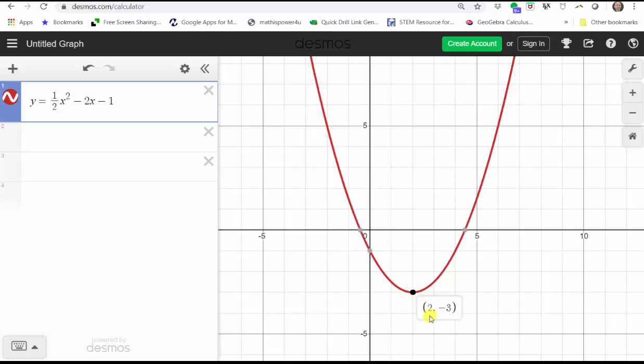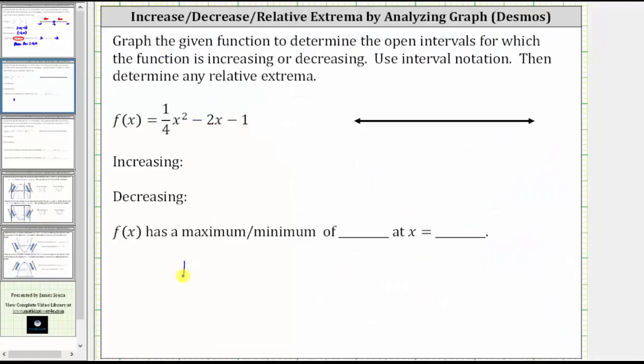And now reading the graph from left to right, notice how the graph goes downhill when x is less than 2, and therefore the function is decreasing. Then the graph goes uphill when x is greater than 2, and therefore the function is increasing when x is greater than 2. So going back to our work, again we had a relative min represented by the ordered pair 2, -3.